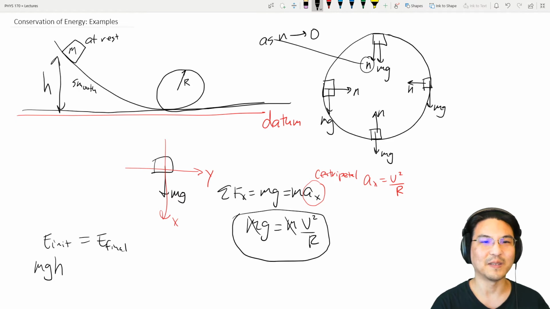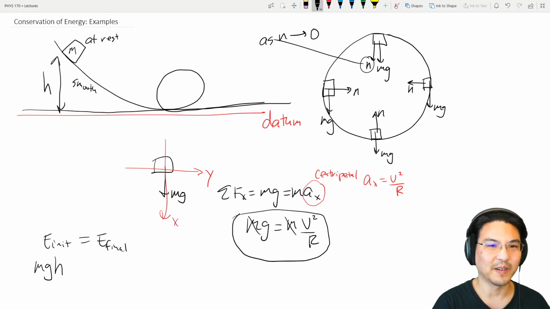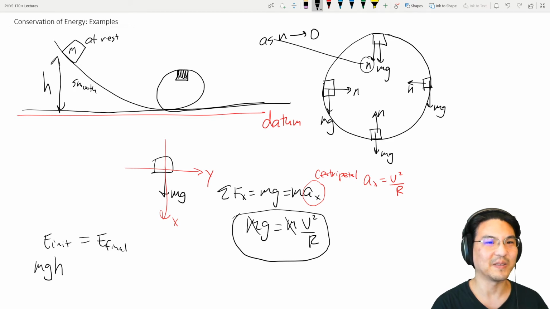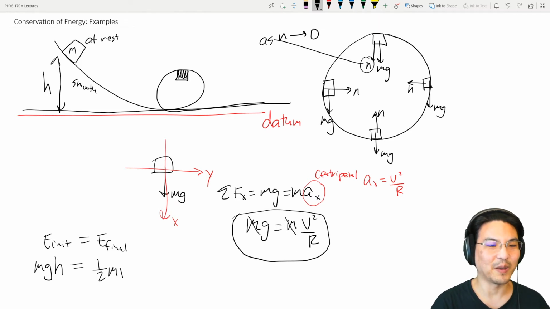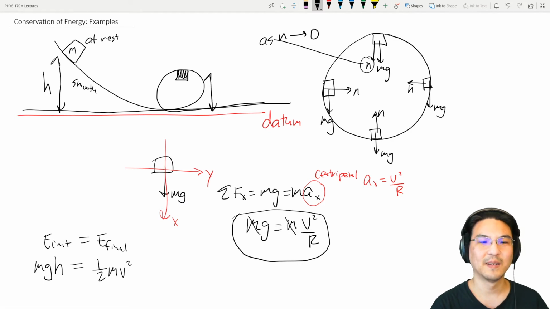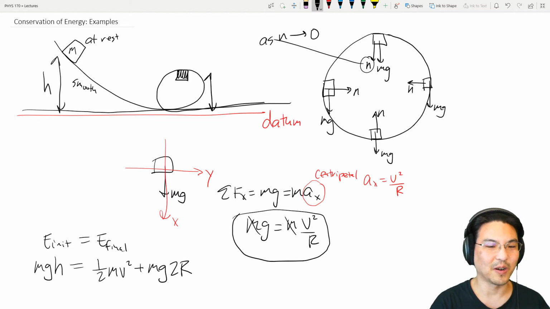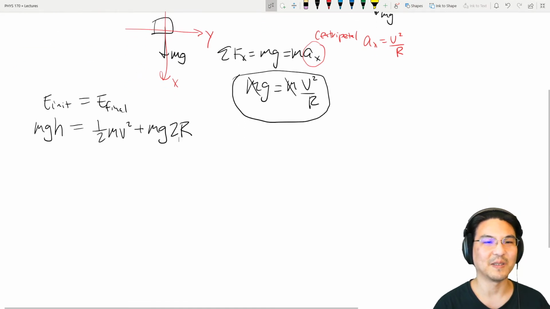All right, now final, meaning at the top of the loop-de-loop, right here. Again, this is radius r, right? So how fast are we going here? We have to be going this fast. So what's the kinetic energy? 1/2 mv squared. What about the potential energy? We're this high above the datum. That's the diameter, right? So 2 times radius. So plus mg 2r. And that's it.